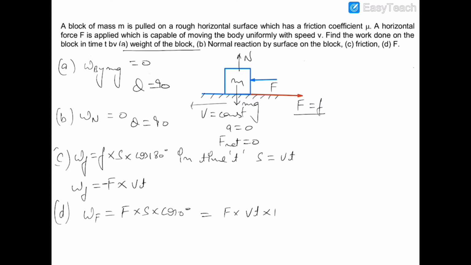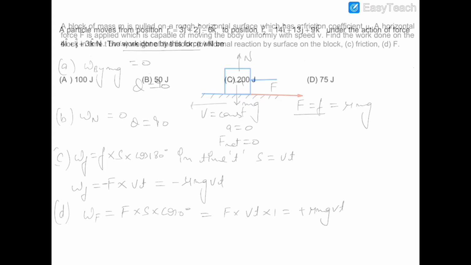Now the value of F is equal to friction, and friction acting on this block will be mu mg, the maximum possible value of friction. So if we keep this value in options C and D, we will get in this minus mu mg Vt, and this will be plus mu mg Vt. Now we move on to the next question.